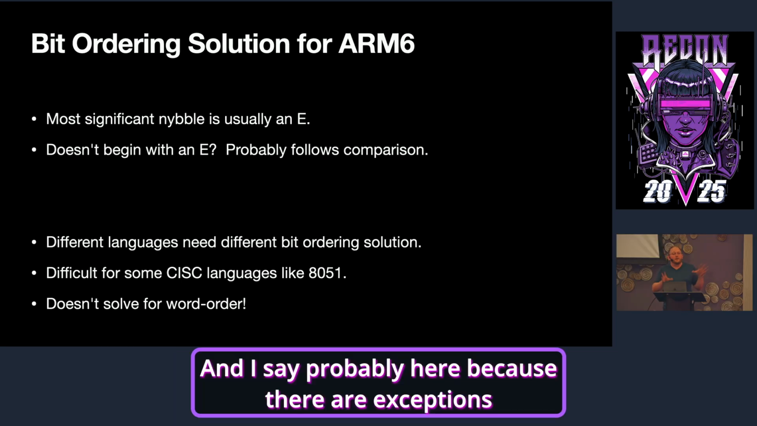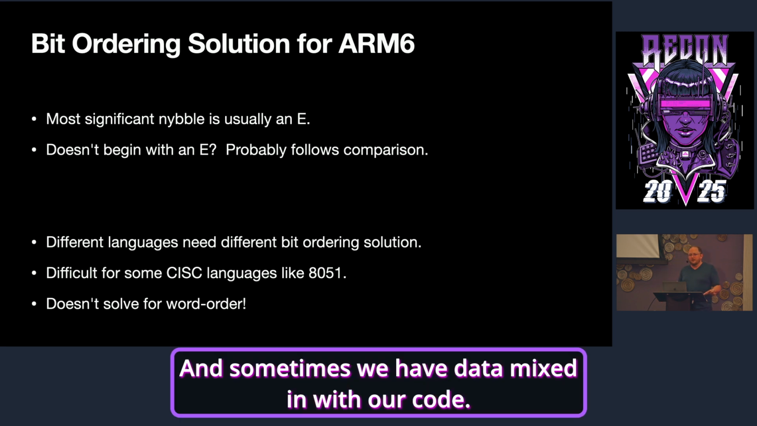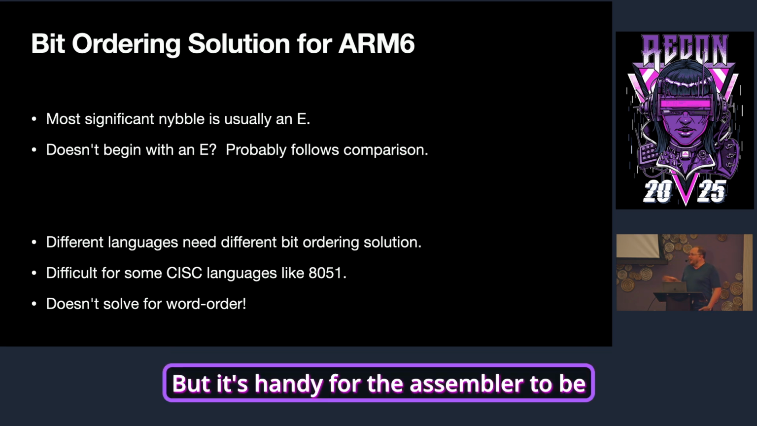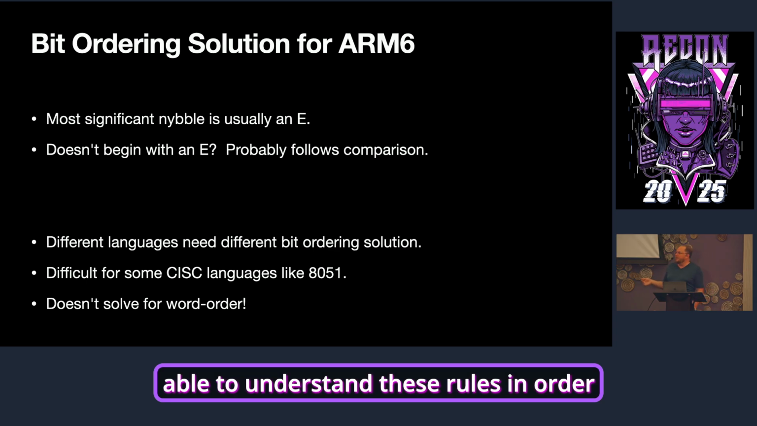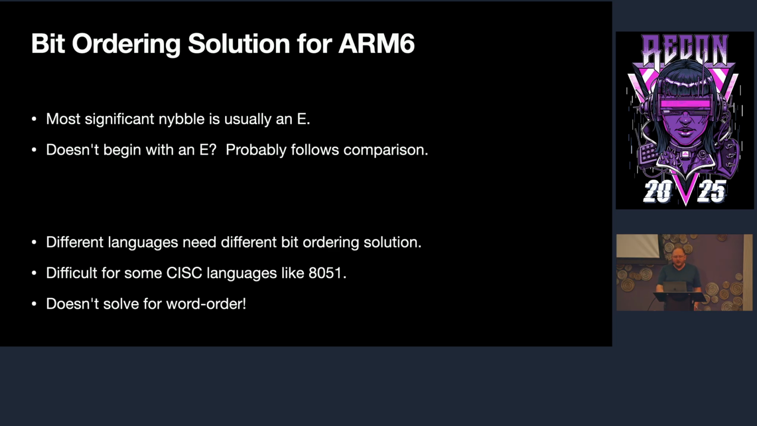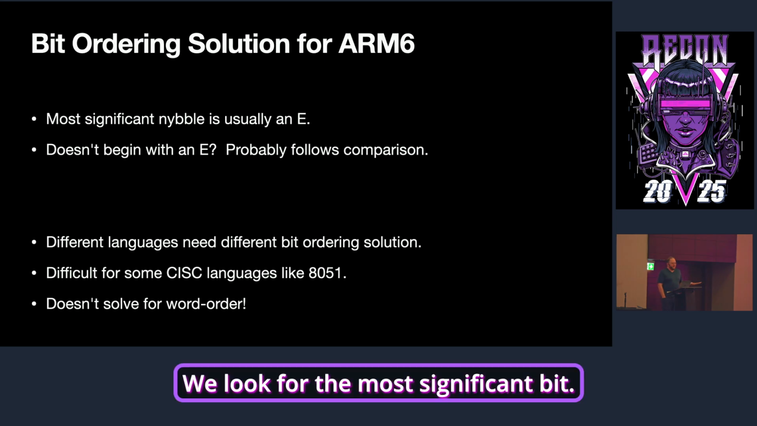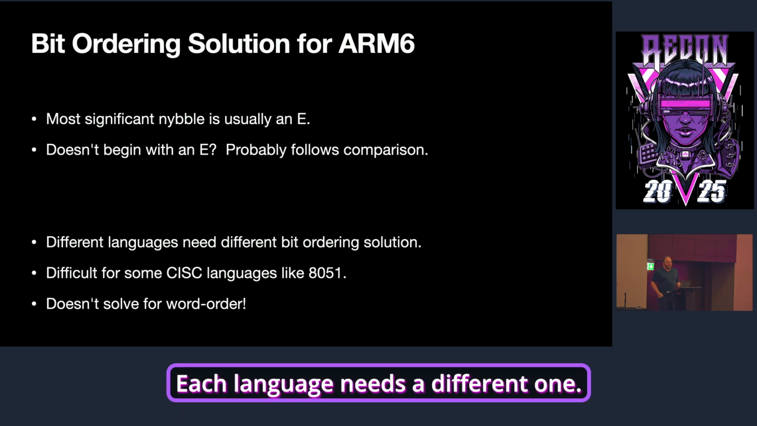And I say probably here because there are exceptions to all of these rules. And sometimes we have data mixed in with our code. But it's handy for the assembler to be able to understand these rules in order to speed up the problem of figuring out the ordering of the bits. Now, the bit ordering solution is easy on ARM. We look for the most significant bit. Each language needs a different one.